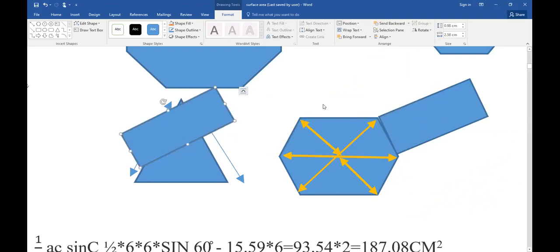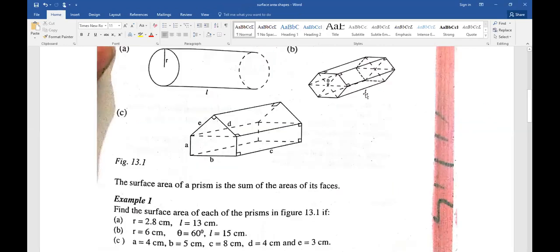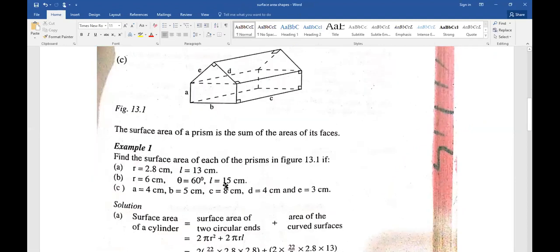So all these other shapes here, they are going to be rectangles. And how many are they going to be? One here, one on top here, one on this side, one on this side, one below, and one on the side. So they are going to be 1, 2, 3, 4, 5, 6. So there are 6 rectangular shapes. And as you can see here, we have been given the length as 15 centimeters. So we have the length.